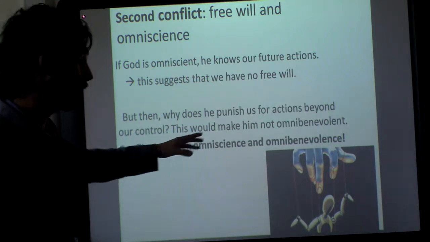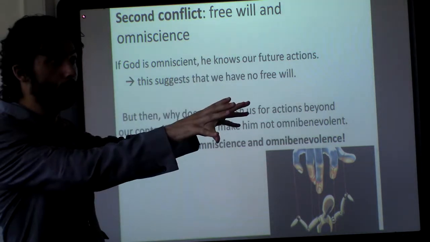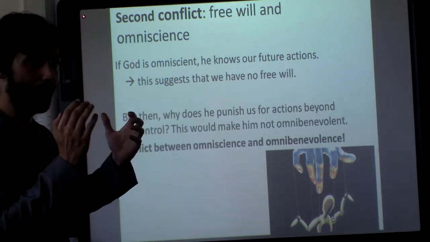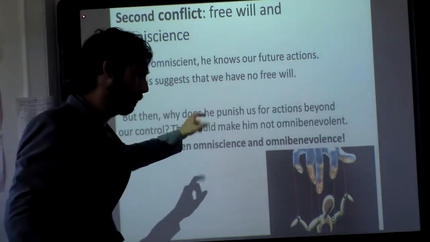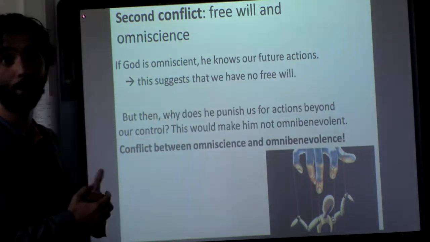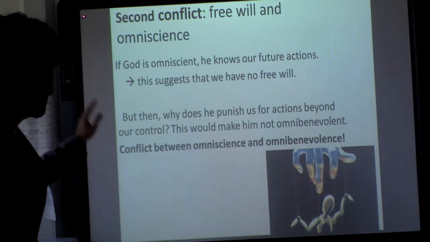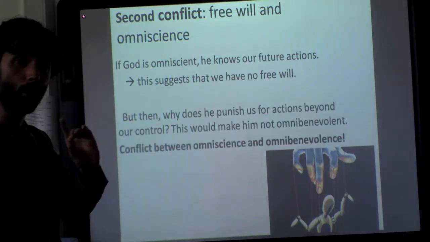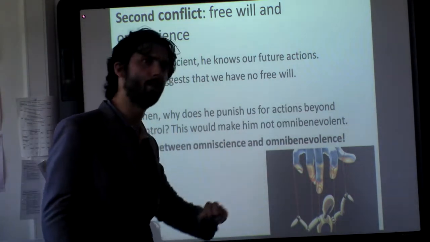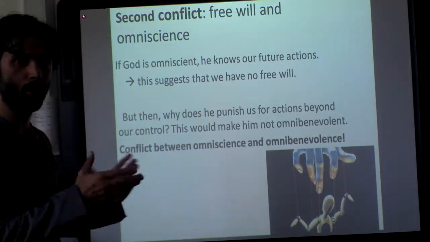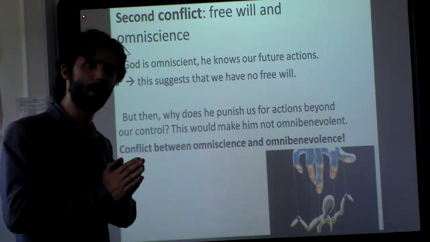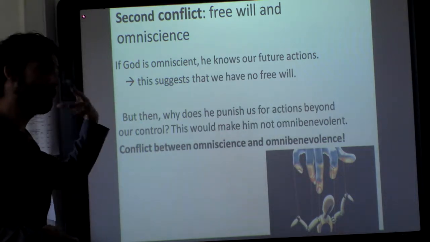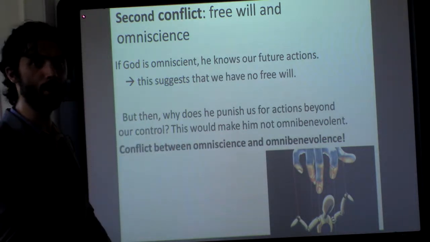Because if God knows our future attributes, it looks like we don't have free will. But if we don't have free will, then God is unjust for punishing us for actions that are beyond our control. Therefore, you can't have omniscience and omnibenevolence, because omniscience seems to entail that God is not omnibenevolent, that he's unjust, because he's punishing us for things over which we have no control. That is the conflict between free will and omniscience, and therefore between omniscience and omnibenevolence.